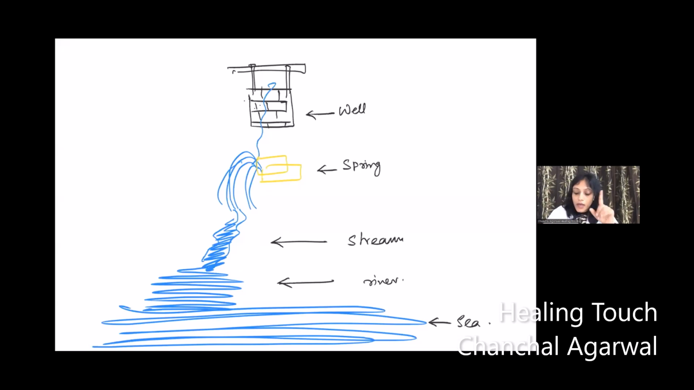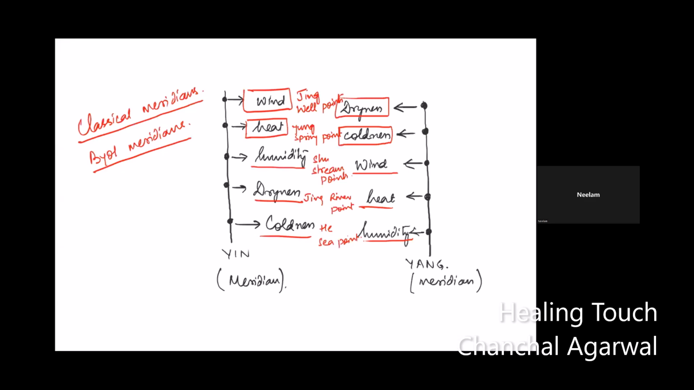Okay. Now I'll give you one small detail. The first point, which is wind point on the yin and dryness on the yang, are what? Jing-well point. This one, wind and dryness. These points are called Jing-well points. Now these Jing-well points have the combination of wind and dryness.